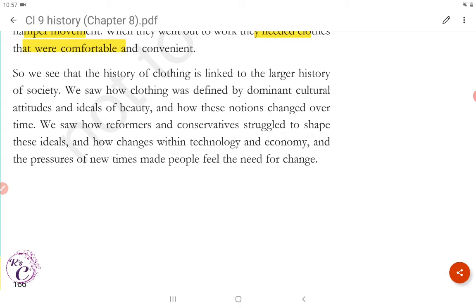We saw how clothing was defined by dominant cultural attitudes and ideals of beauty, and how these notions changed over time. We saw how reformers and conservatives struggled to change these ideals, and how changes within technology and economy and the pressures of new times made people feel the need for change.